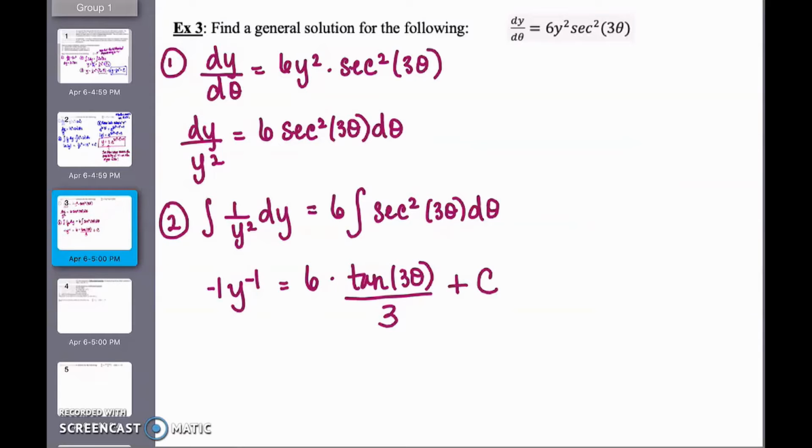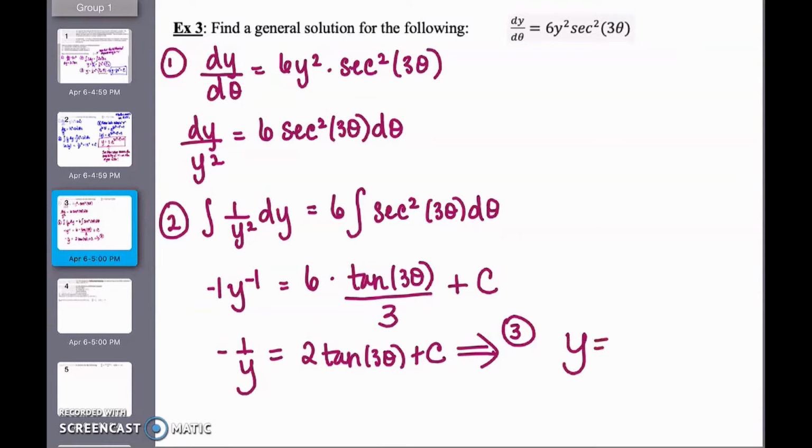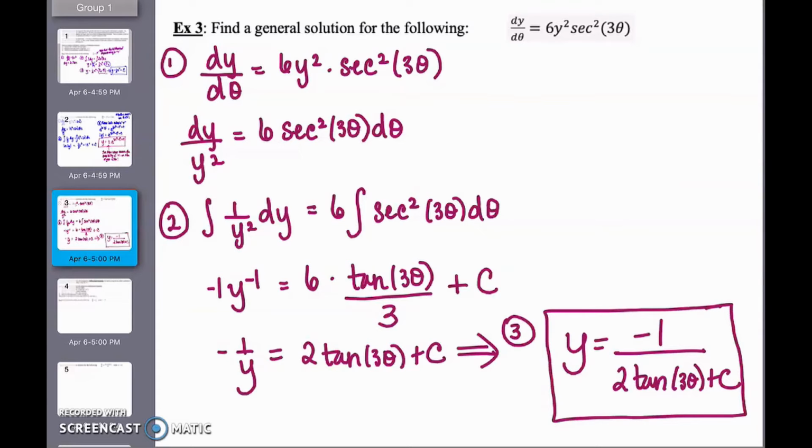All right, so now I can clean this up a little bit. I have negative 1 over y is equal to, the 6 over the 3 can reduce to 2, so 2 tangent 3 theta plus c. And then, of course, the last step would be to solve for y. So basically, if I multiply both sides by y, and then I divide both sides by 2 tangent 3 theta plus c, I end up with, for my step 3, y is equal to negative 1 divided by 2 tangent of 3 theta plus c. And that is going to be my final answer for number 3.